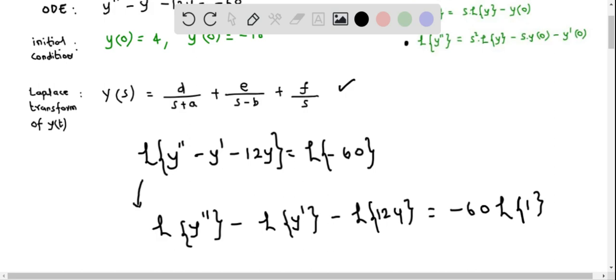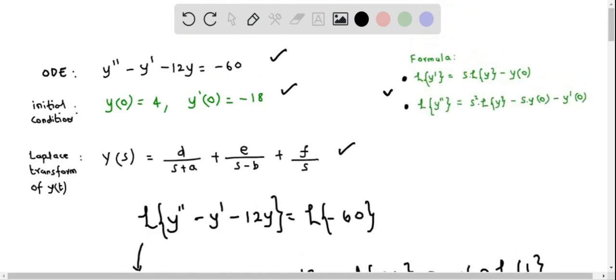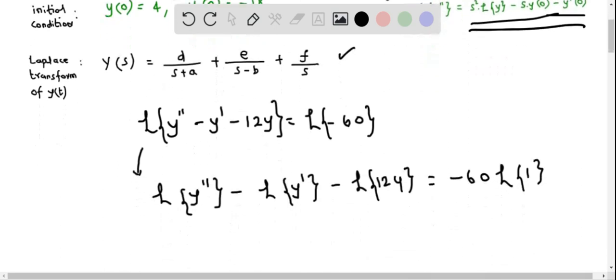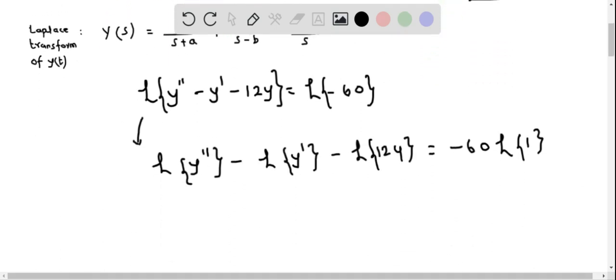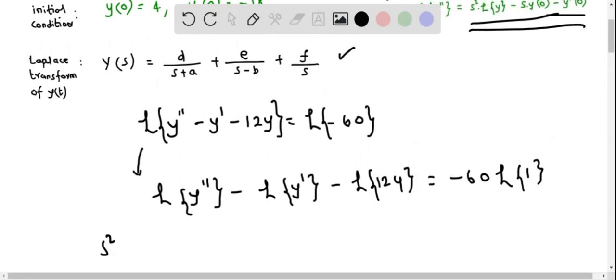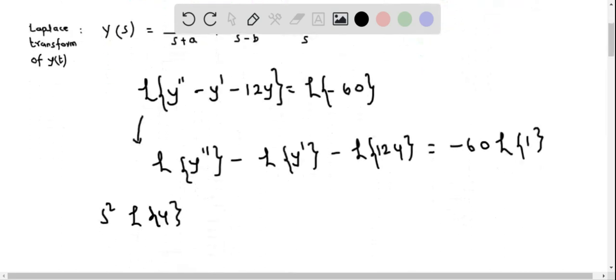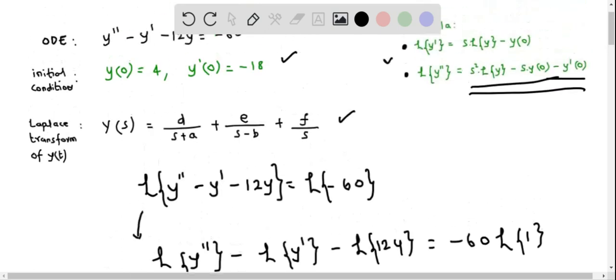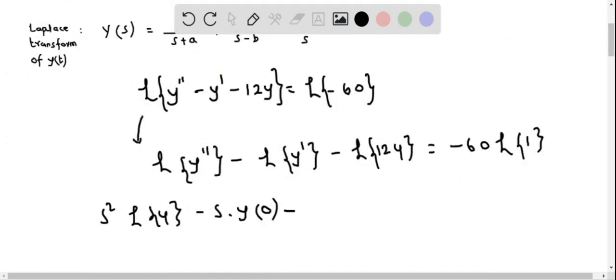Now I'm going to use these two formulas so that we can simplify this. The Laplace transform of y double prime is given by this expression, so I'm going to place that. First I replace the Laplace transform of y double prime by s squared times the Laplace transform of y, minus s times y of 0, minus y prime of 0. So I have replaced the Laplace transform of y double prime with the first three terms.